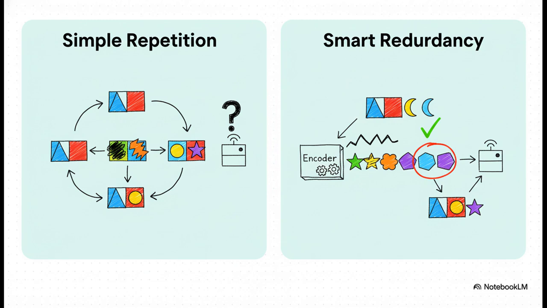100, 101, 101? An error happened. But where? You can't be sure what the original message was. It's still ambiguous. But now look at the right. This is smart redundancy. We don't just repeat 101. We encode it into a longer, special code word that has a mathematical structure, and that structure is the secret sauce. It allows the receiver not just to detect an error, but to pinpoint its exact location and fix it.